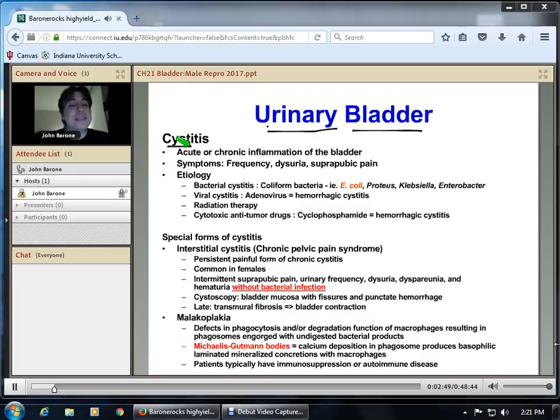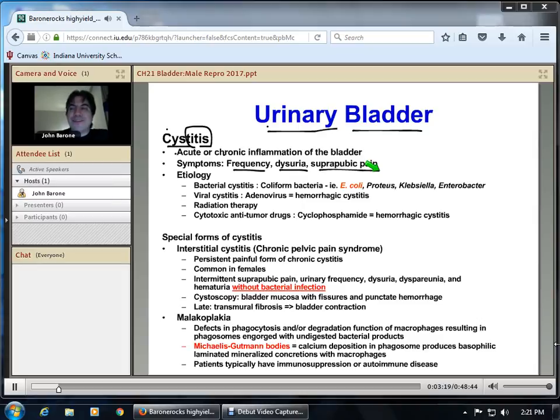All right, now let's move and talk more about the urinary bladder. Lots of interesting lesions here. Cystitis, inflammation of your bladder. It could be acute or it could be chronic inflammation. Now symptoms: if I irritate the bladder, it's going to contract. So you're going to get frequent urination, frequency. You're going to get pain during urination, dysuria, and suprapubic pain. These are classic features you're going to find anytime there's inflammation of the bladder.